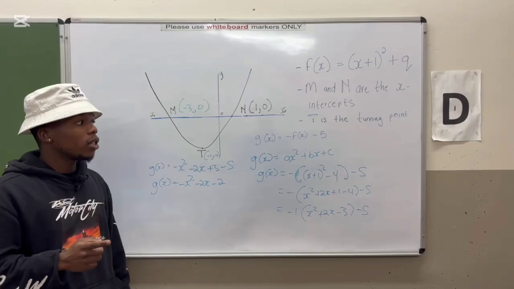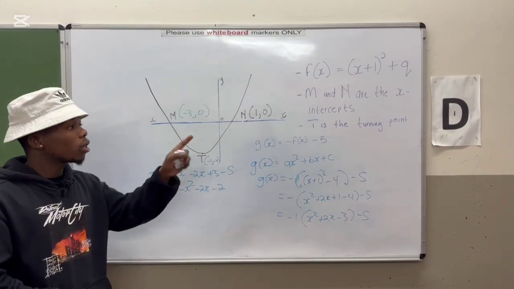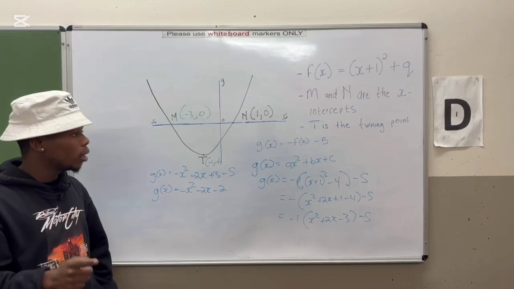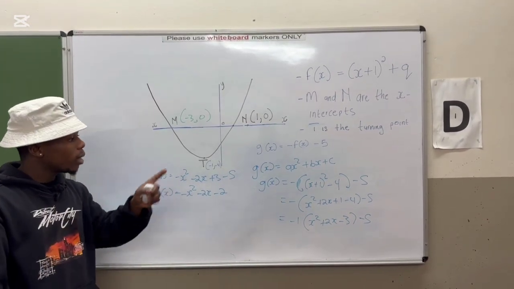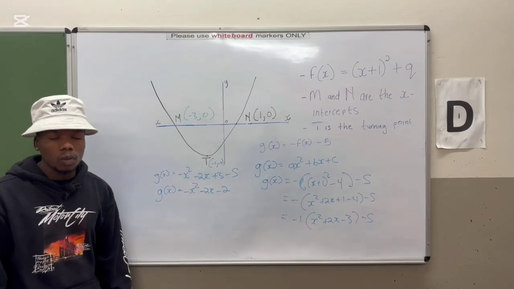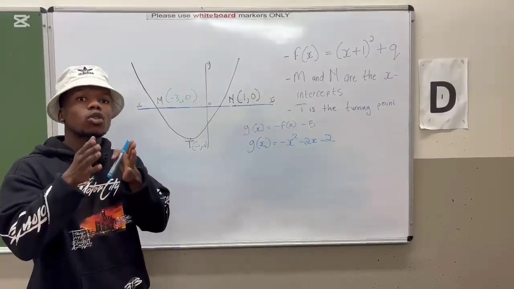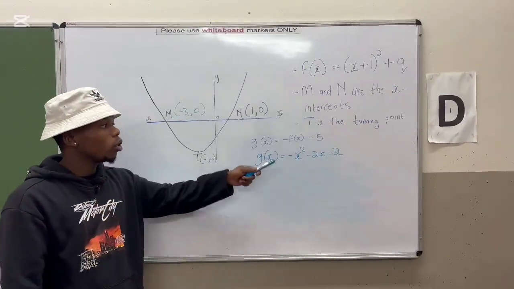We have determined the equation of g of x in the form of ax squared plus bx plus c. What is my a in this case? My a is minus 1. My b is minus 2. My c is minus 2. Now the last question to ask is: discuss the nature of the roots of g of x.